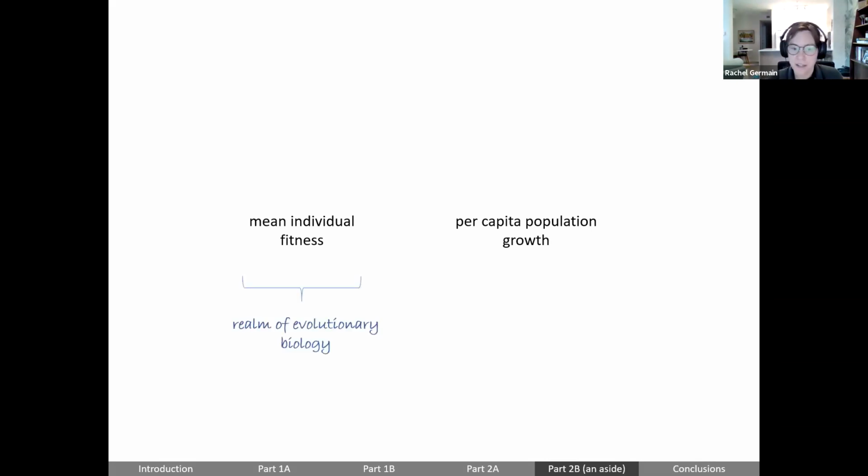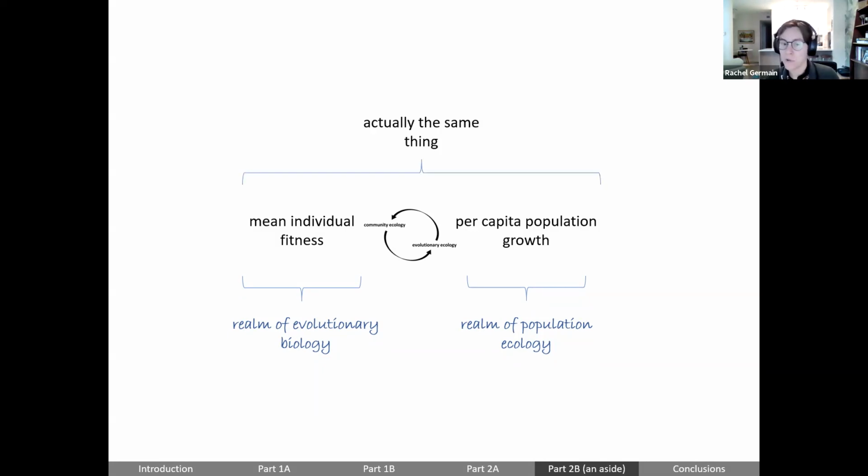And if you're an evolutionary biologist, you might think about this more: mean individual fitness is the realm of evolutionary biology. If you're an ecologist, you might think more on this side, the realm of population ecology. And of course, the interlinks between these two things, we've heard many people say this, this is really what binds ecology and evolution, right? That mean individual fitness can affect population growth and population demography can affect fitness. And so that actually causes eco-evolutionary dynamics. But one thing that is even more fundamental than that, but maybe not something we think about all the time, is that these are actually the exact same quantity. So mean individual fitness is actually identical to per capita population growth rate.